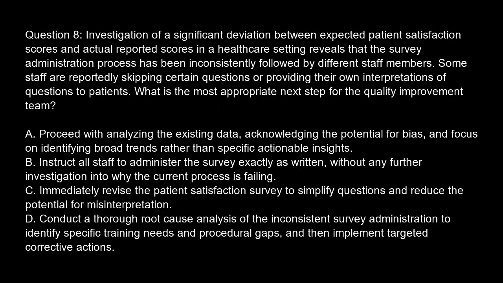Option A. Proceed with analyzing the existing data, acknowledging the potential for bias, and focus on identifying broad trends rather than specific actionable insights. Option B. Instruct all staff to administer the survey exactly as written, without any further investigation into why the current process is failing. Option C. Immediately revise the patient satisfaction survey to simplify questions and reduce the potential for misinterpretation. Option D. Conduct a thorough root cause analysis of the inconsistent survey administration to identify specific training needs and procedural gaps, and then implement targeted corrective actions.